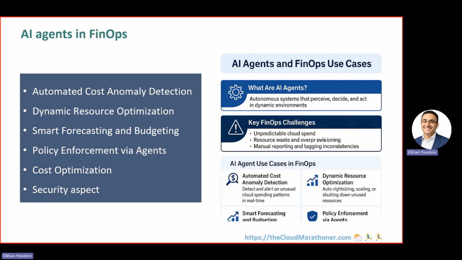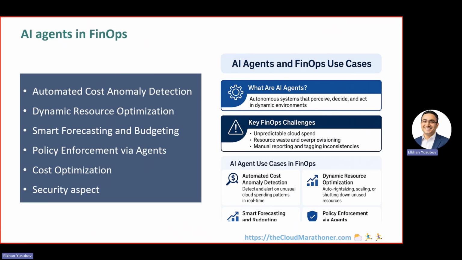When we talk about key FinOps challenges, we are talking about unpredictable cloud spend that needs to be understood. We are talking about resource waste and over-provisioning, and then how to automate manual reporting and resolve tagging inconsistencies across resources where you want to get accurate spend. It also helps with forecasting of the budgets.